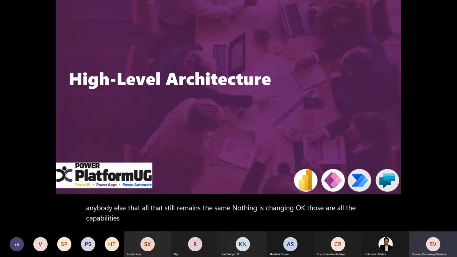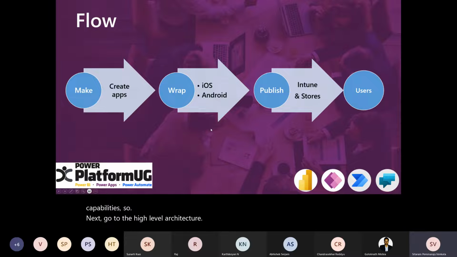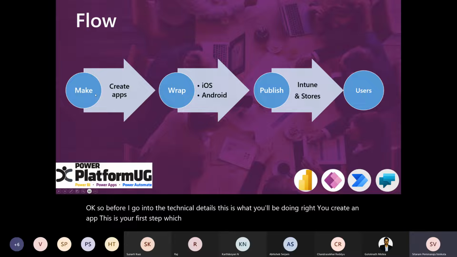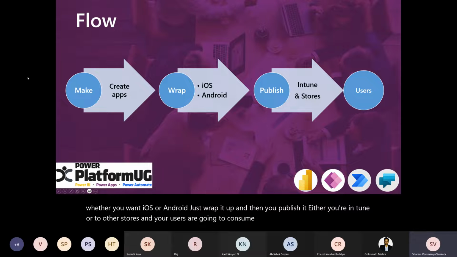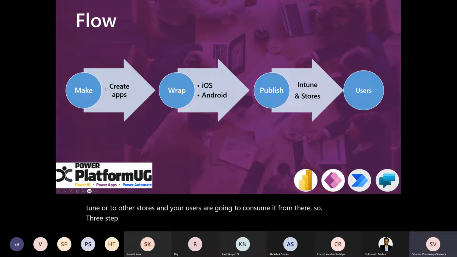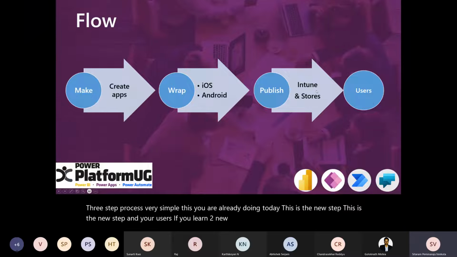Now next, go to the high level architecture. Before I go into the technical details, this is what you'll be doing, right? You create an app. This is your first step, which is your maker experience. And then you wrap your app, whether you want iOS or Android, and then you publish it, either in Intune or to other stores, and your users are going to consume it from there. So it's a three-step process, very simple. This you are already doing today. This is the new step. If you learn two new steps, your users will have a completely custom branded app for you.